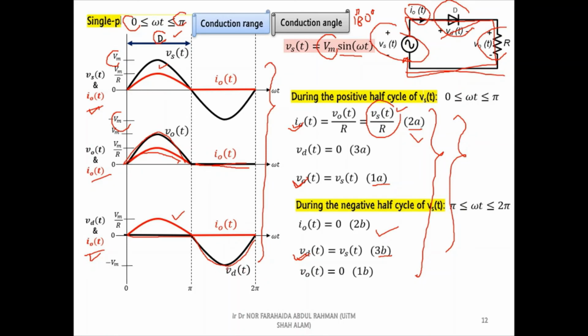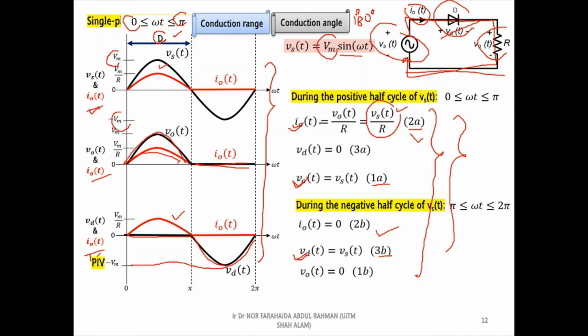Lastly, the peak amplitude of the diode voltage waveform, which is negative Vm, is known as the peak inverse voltage, or PIV. It's referring to the maximum reverse voltage a diode can block during reverse bias.